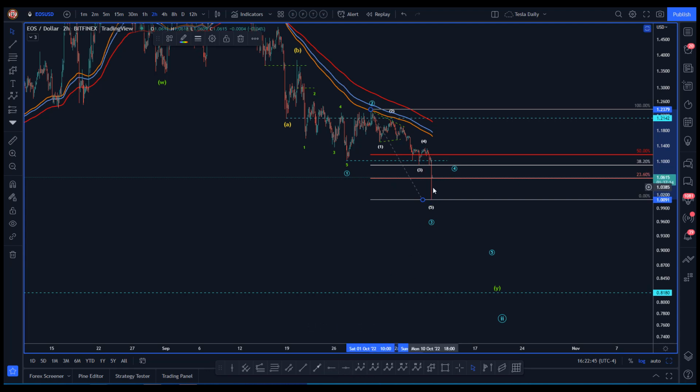Oh, God. TradingView. Jesus. Okay, let's be patient. Okay, there we go.